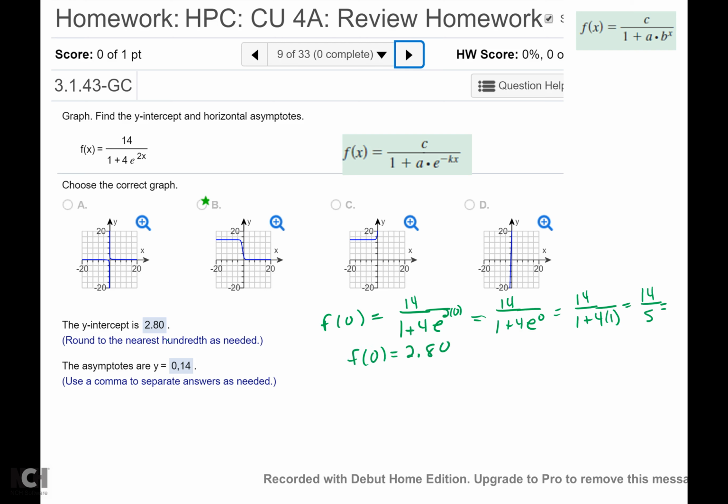But the calculator just says 2.8. Be careful, they want it to the nearest hundredth, which is why you've got to go out two places, okay? And then it says the asymptotes are, well, remember on this, the lowest one is always y equals 0, the highest one is y equals c. So mine are at y equals 0 and y equals 14. Done.